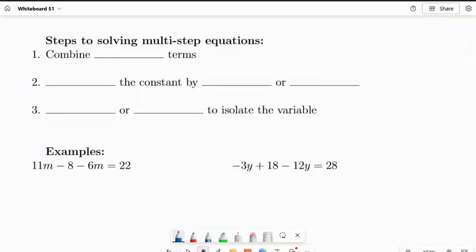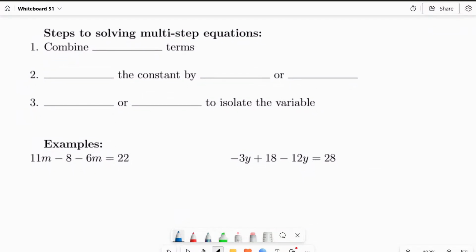So steps to solve multi-step equations, very similar to two-step equations. First of all, combine your like terms. Make your equations as simple as possible. Second, just like two-step equations, we are going to move the constant by most likely adding or subtracting. Then we will multiply or divide to isolate the variable.